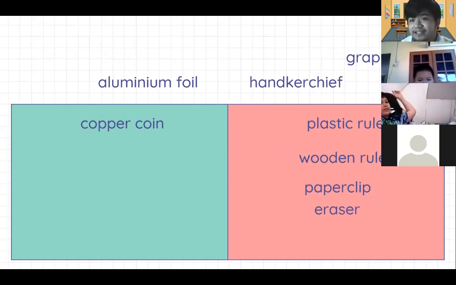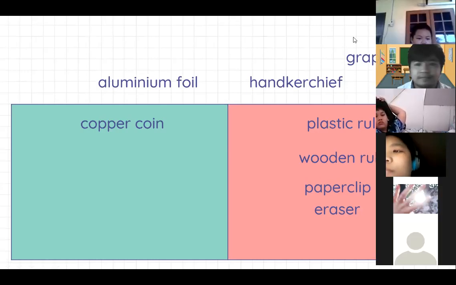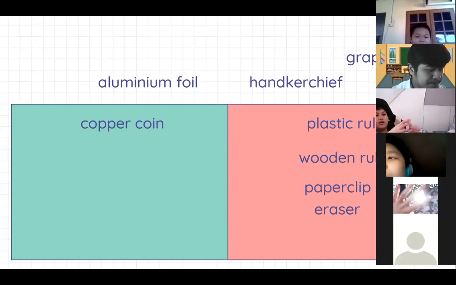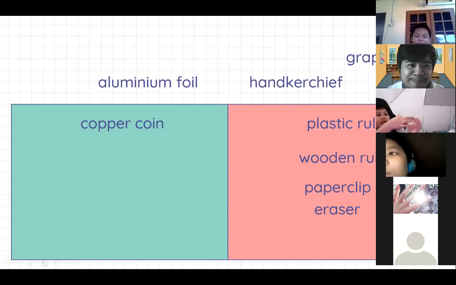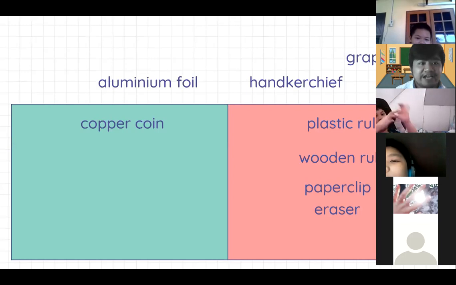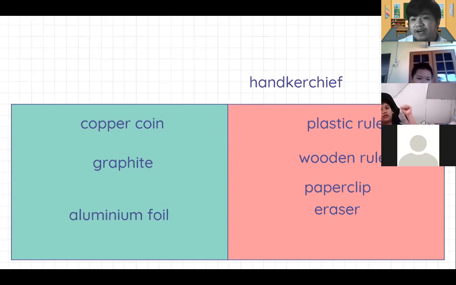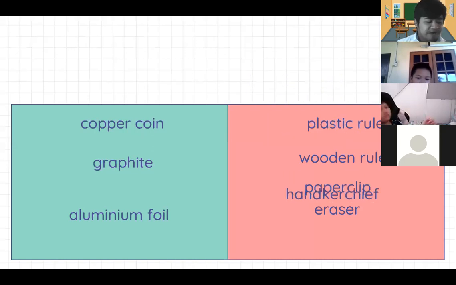How about graphite? What do you think? Any guess? I think green. Green. Yes, very good. How about aluminum foil? Green. Very good. That's why we use it for cooking. Handkerchief. Red. All right.